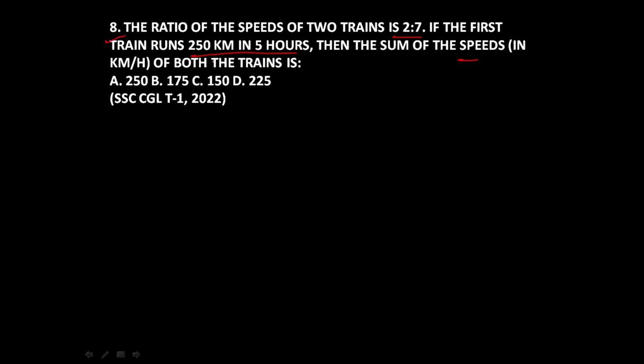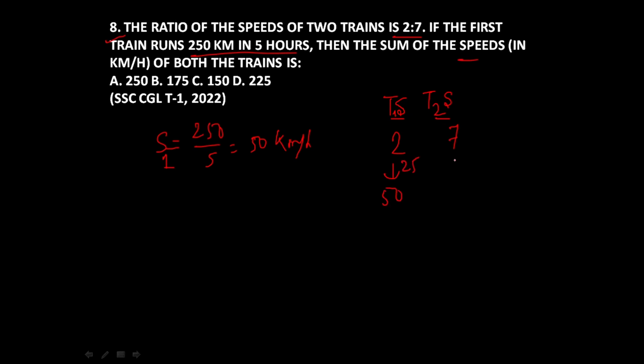First of all, the train runs 250 km in 5 hours. So what's the speed? Speed is 250 upon 5, which means 50 km per hour. Right? Then it says the ratio of speeds of the two trains. So S1 is equal to 50 km per hour. Train 1, train 2, speed ratio is 2:7. This 2 is equivalent to 50, which means each part is 25. So 7 will also be multiplied by 25, so it will be 175.